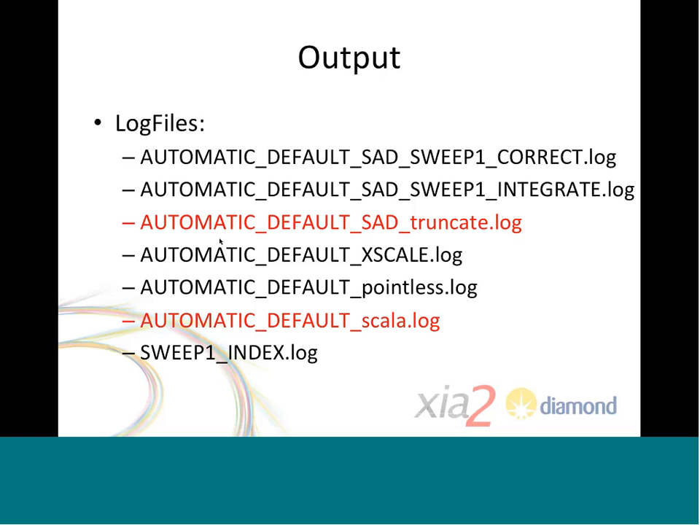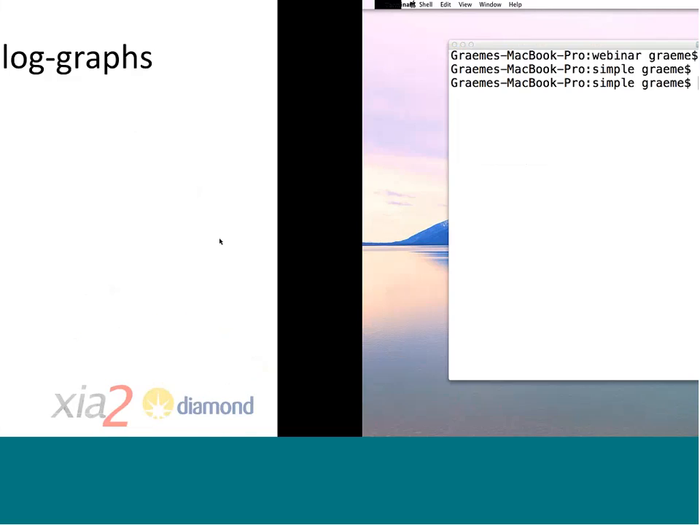In the log files directory, you'll find a whole bunch of log files, which, depending on whether you use 2D or 3D, or whether you've got one wavelength data set or multiple sweeps and so forth, you may get more or less of. But I would always suggest you take a look at the Scala log file and the truncate log file. The first is to look for things like radiation damage and measures of the anomalous signal, and the second is to look for things like twinning. So let's go look at those.